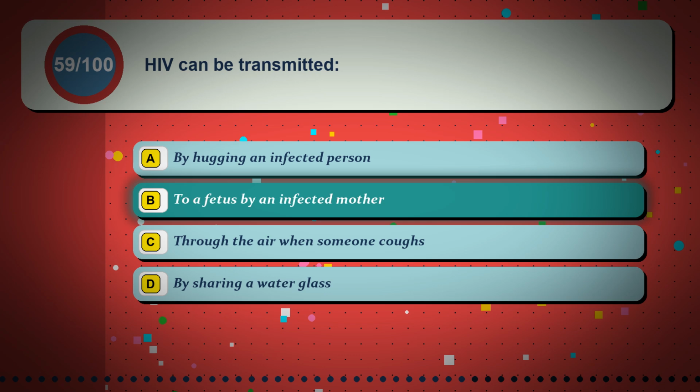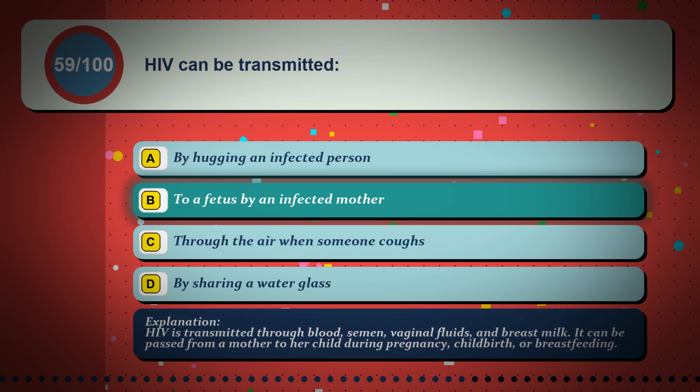The correct answer is option B. To a fetus by an infected mother. HIV is transmitted through blood, semen, vaginal fluids, and breast milk. It can be passed from a mother to her child during pregnancy, childbirth, or breastfeeding.